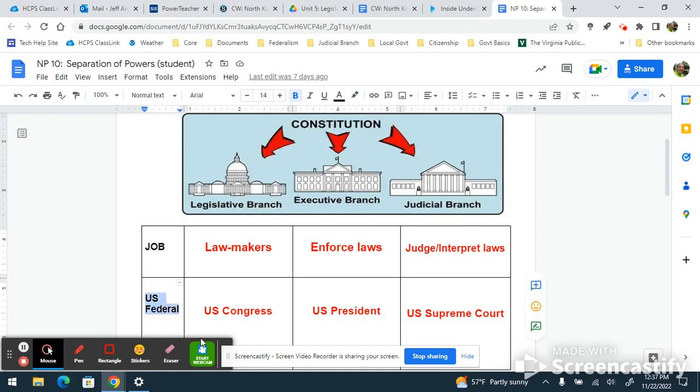In the United States federal government, the legislative branch, the lawmakers, are known as the United States Congress. The leader of the executive branch, the branch that enforces those laws, the leader is known as the U.S. President. And the judicial branch that judges and interprets those laws is topped off by something known as the United States Supreme Court.